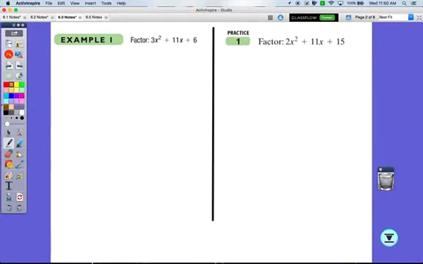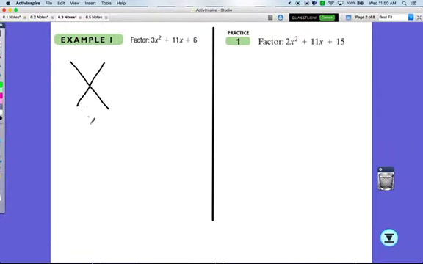So here's example 1. I'm going to draw me an X, just a graphical way to see it. I'm going to take the 3 and multiply it by the 6, so that gives me 18. That's the A times the C. And I'm going to put the 11, which is B, in the bottom.